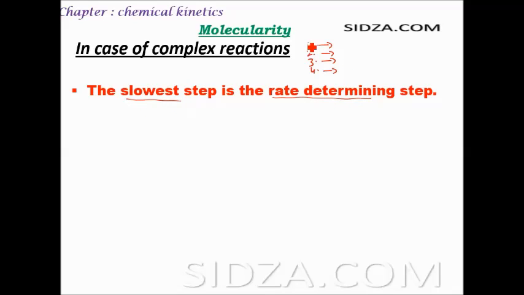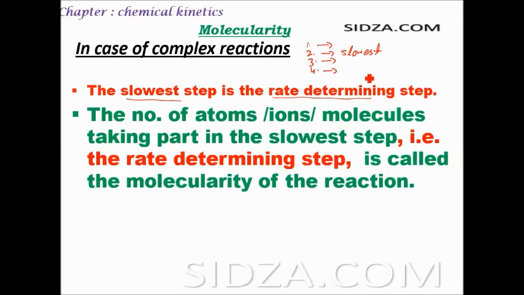So suppose a reaction occurs in 4 steps, and suppose the second step is the slowest step. That means we can determine the molecularity from step number 2, because that is the slowest step, and the slowest step is always the rate determining step. So in complex reactions, the number of atoms or ions or molecules which take part in the slowest step will be the molecularity of the reaction.